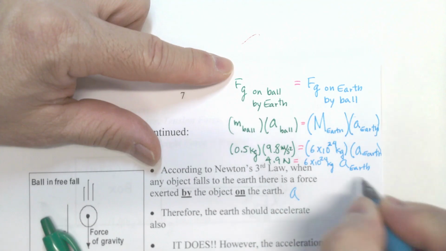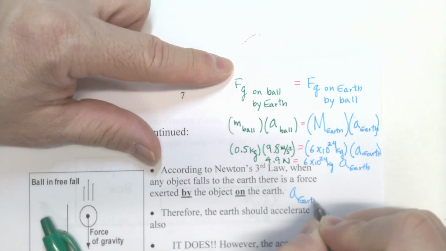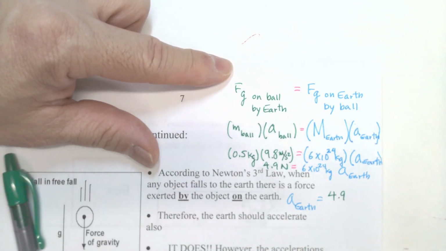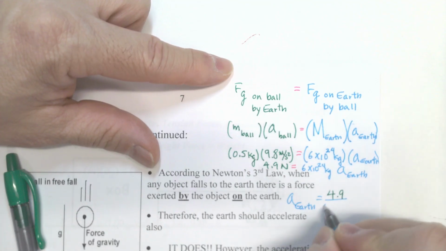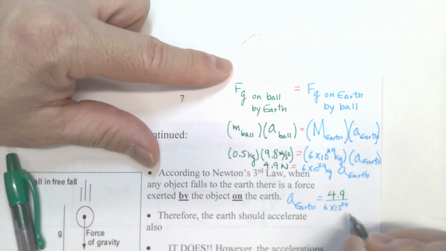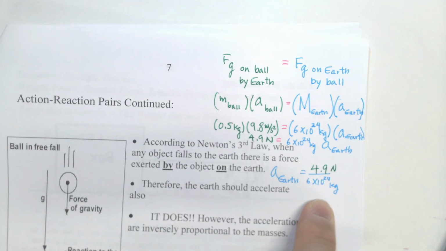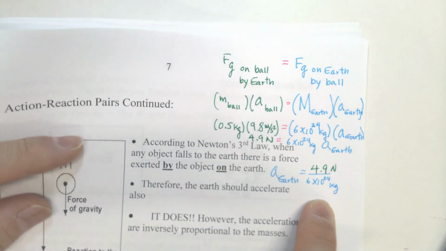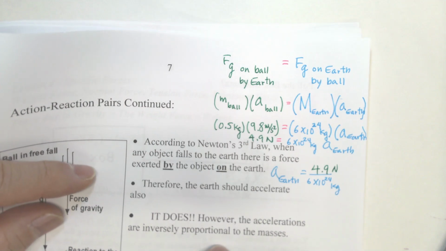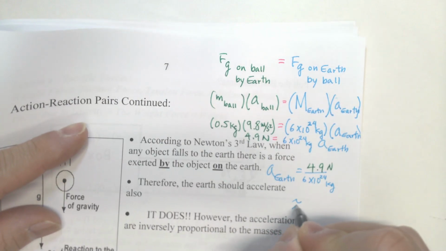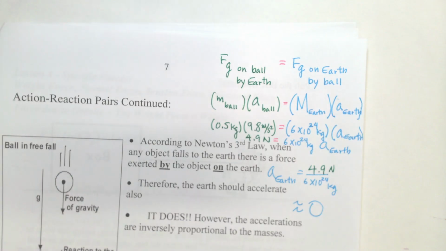So if we solve for the acceleration of the Earth, it is 4.9 divided by 6 times 10 to the 24th. That is billion times smaller than Microsoft 0. Okay? That is nearly 0. That's why we won't be able to see the Earth going straight up to the ball or the apple.